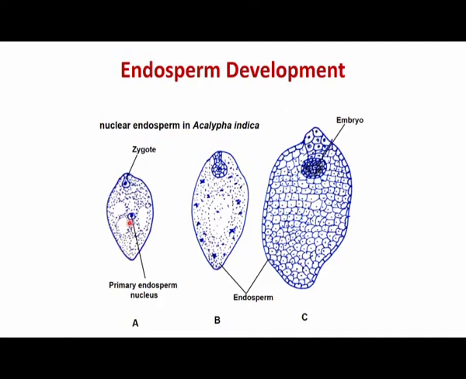Then a big central vacuole is formed. You can see there are multiple nuclei formed without forming the cell wall, and then it forms a big central vacuole in the embryo sac, pushing all the nuclei to the peripheral cytoplasm.